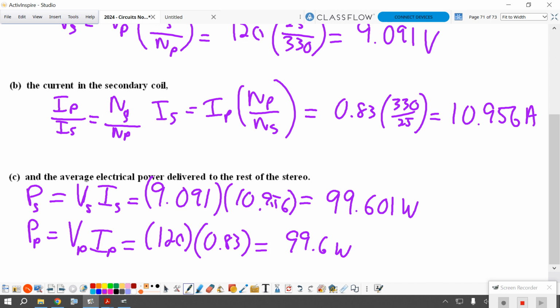But just to make the point, the power effectively remains the same. All we're doing is a trade-off between the voltage and current within the transformer. Sound good?